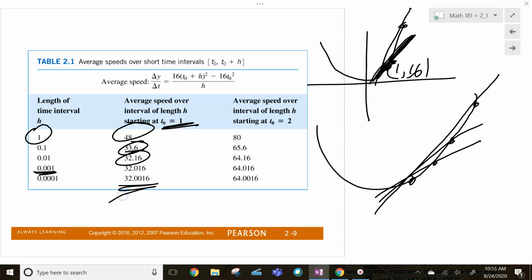What do you think it is right there, actually at 1 second? Looks like it's getting closer and closer and closer to what number? Looks like 32 feet per second to me. All right, that's what the data is telling us.